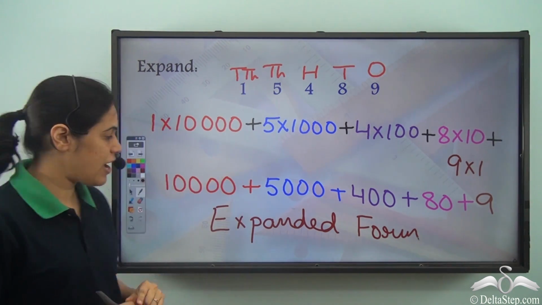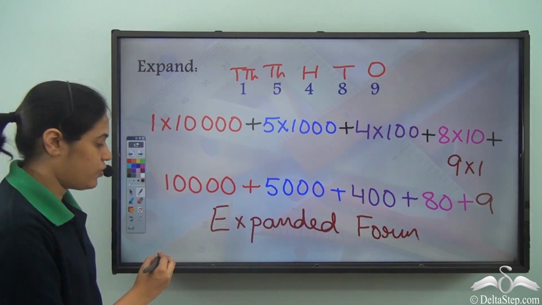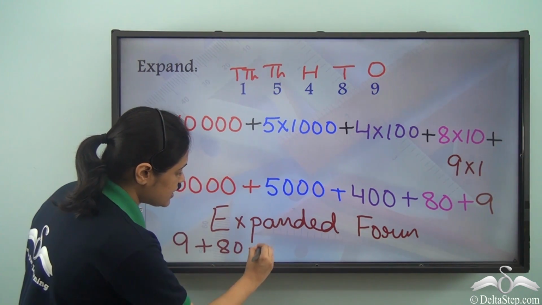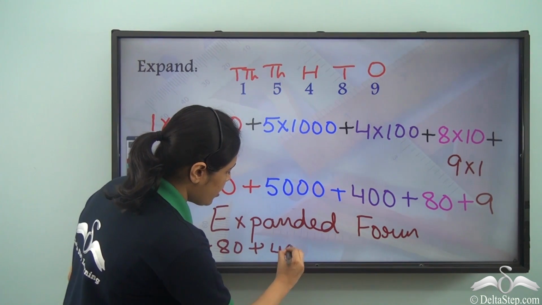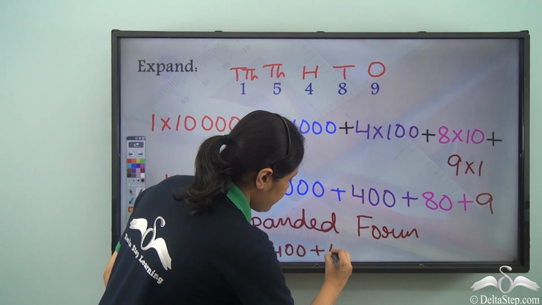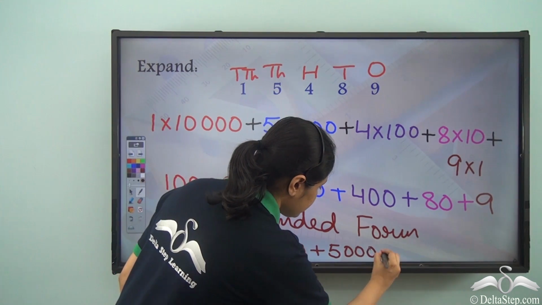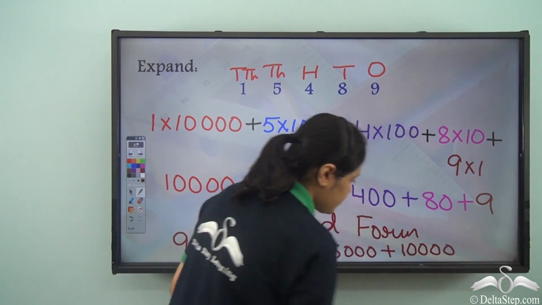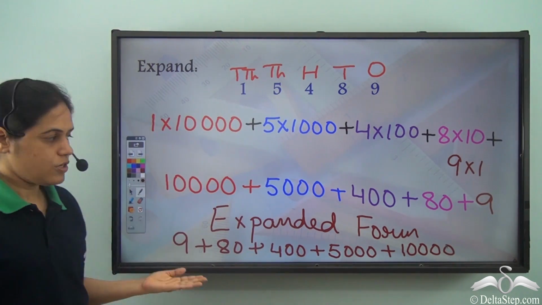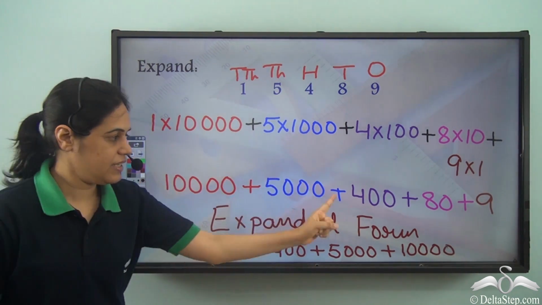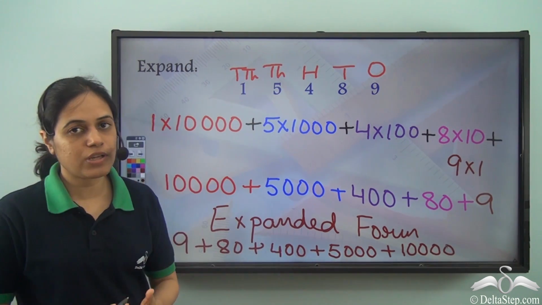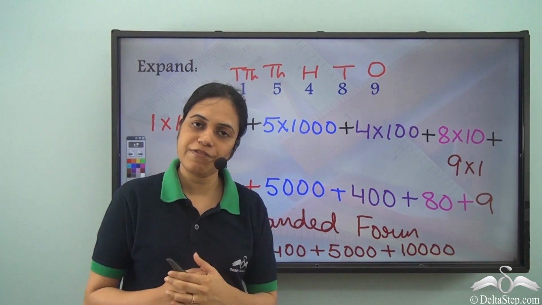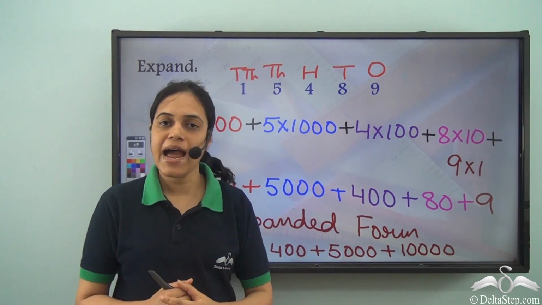Now I could also have written it the other way round. That is, I could have written it as 9 plus 80 plus 400 plus 5,000 plus 10,000. Even this is correct. So I can write the expanded form like this or like this. Both are correct. So what we have done is we have written the place values of the different digits and then added them.